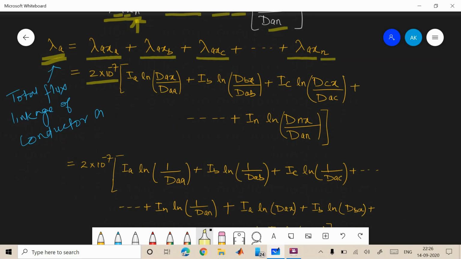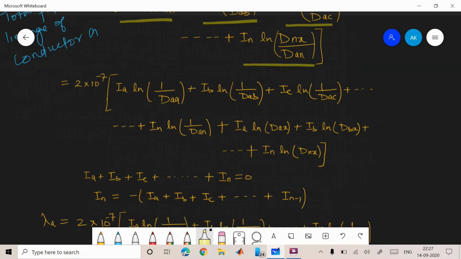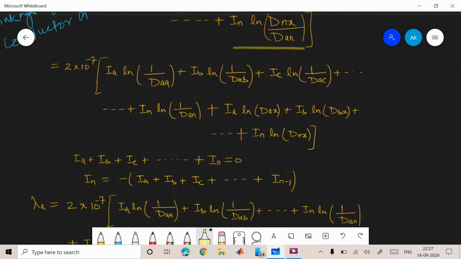2 into 10 raised to the power minus 7 will come in, we will take this in common. So you will get IA ln dAx by dAA, IB ln dBx by dAB, IC ln dCx by dAC, up to IN ln dNx by dAN. Okay. Now we will write the above expression in the form of denominator and numerator. Okay. So this is your same 2 into 10 raised to the power minus 7, which was in common.